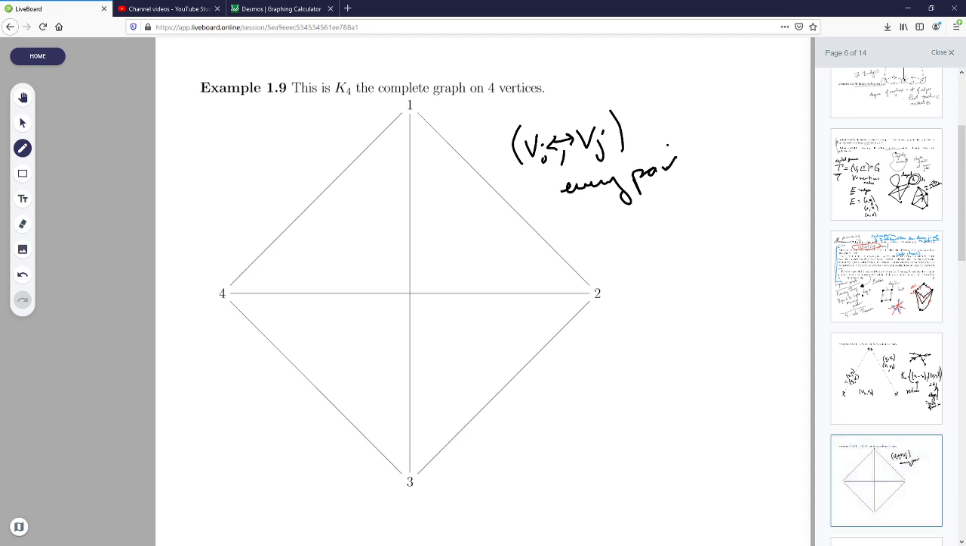Yeah, so basically here's K4. K4 is the set of 4 vertices, and you see that there are edges from every node. Say 1 goes to 2, goes to 3, goes to 4. 2 goes to 1, 3, 4. 3 goes to 1, 4, 2. 4 goes to 1, 2, 3, right? So each one is connected.